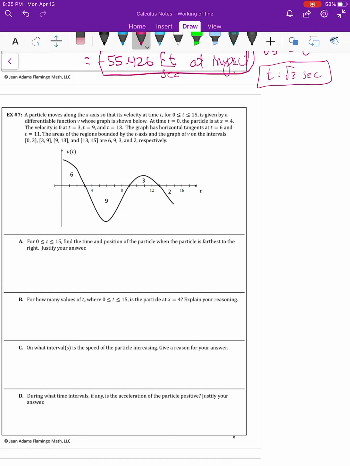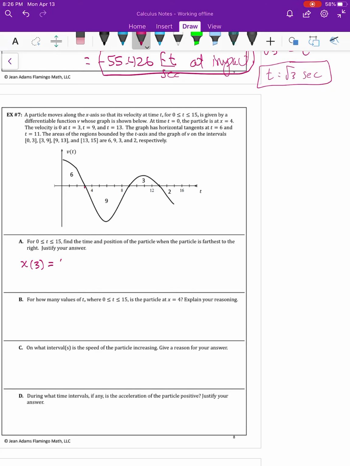The velocity is 0 at t equals 3, 9, and 13. The graph has horizontal tangents at t equals 6 and 11. The areas of the regions bounded by the t-axis and the graph of v on the intervals [0, 3], [3, 9], [9, 13], and [13, 15] are 6, 9, 3, and 2 respectively. Okay? So for t between 0 and 15, find the time and position of the particle when the particle is farthest to the right. Well, it starts at 4, right?